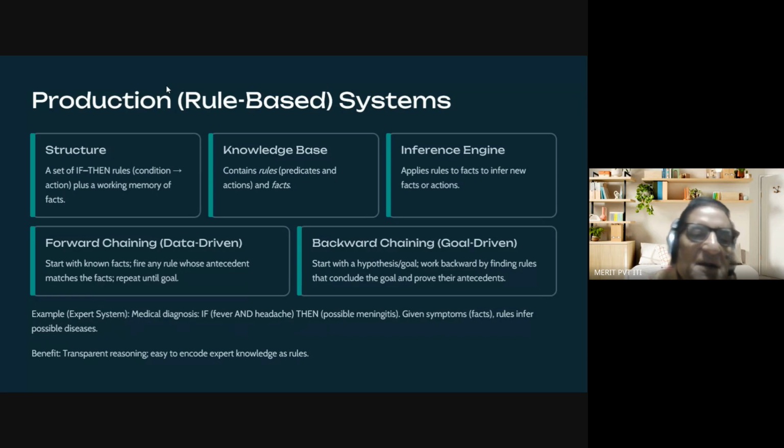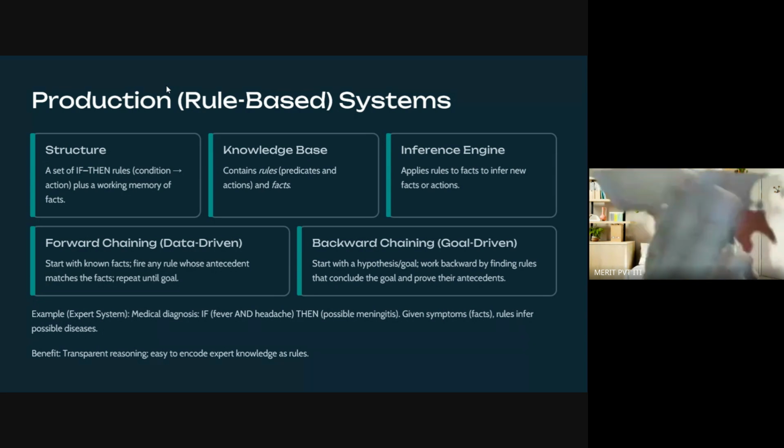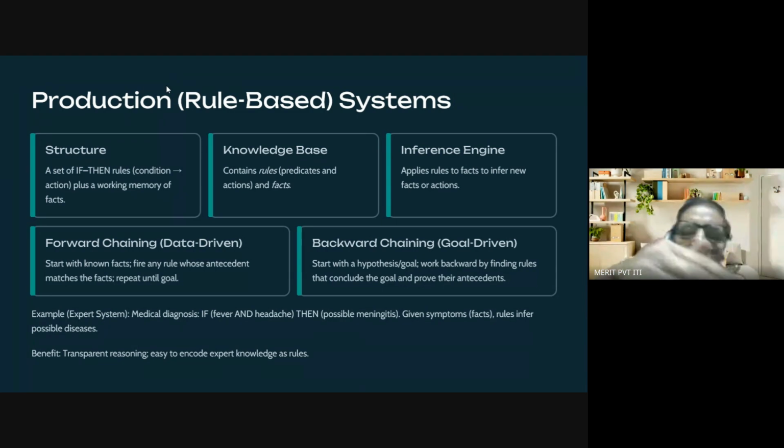Forward chaining, data driven, and backward chaining. There are two processes: forward chaining and backward chaining. What happens in forward chaining? Start with known facts, fire any rules whose antecedent matches the facts, repeat until the goal. In backward chaining, you know the rule and the goal. From the goal you come back to the input related to the goal. Start with the hypothetical goal, work backward by finding rules that conclude the goal and prove their antecedents. So forward chaining and backward chaining are both important methods.